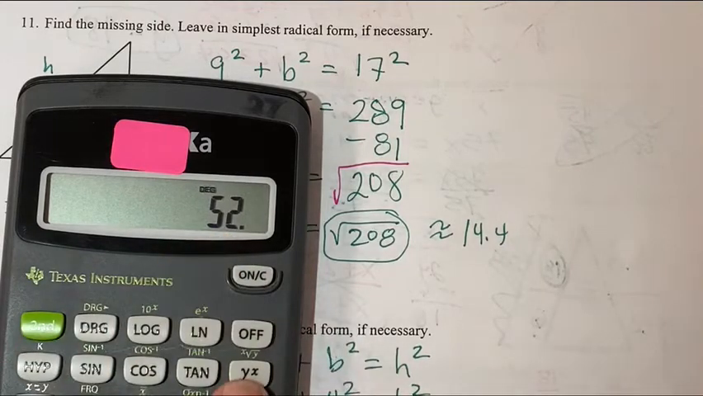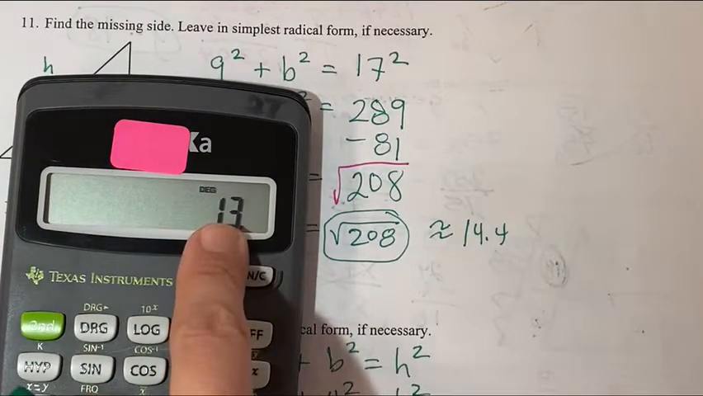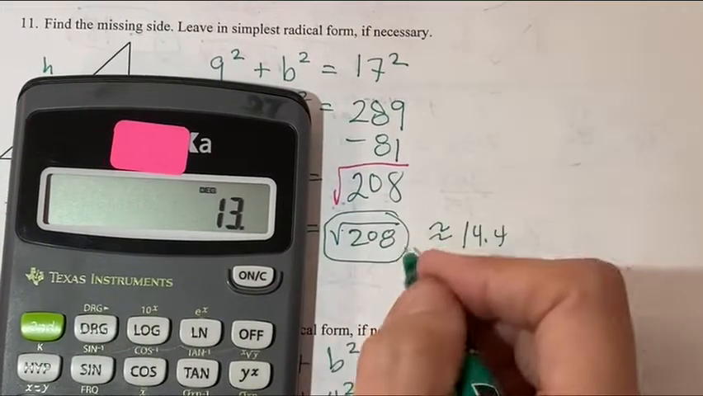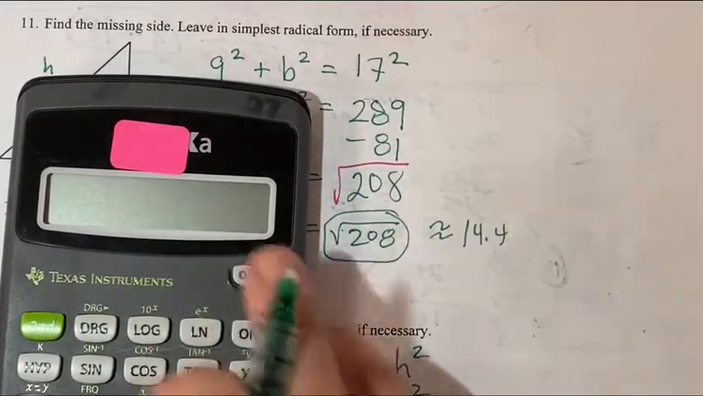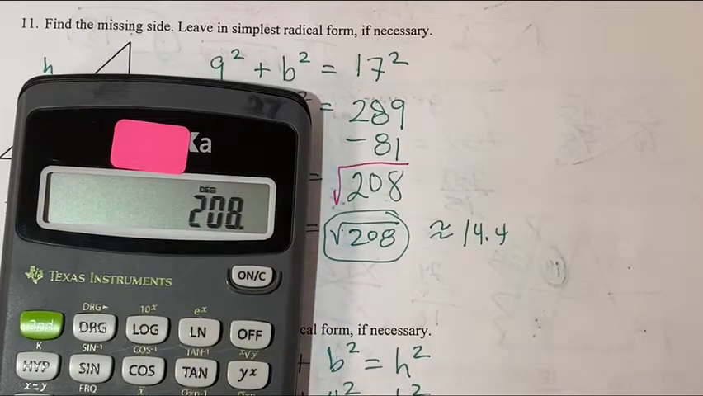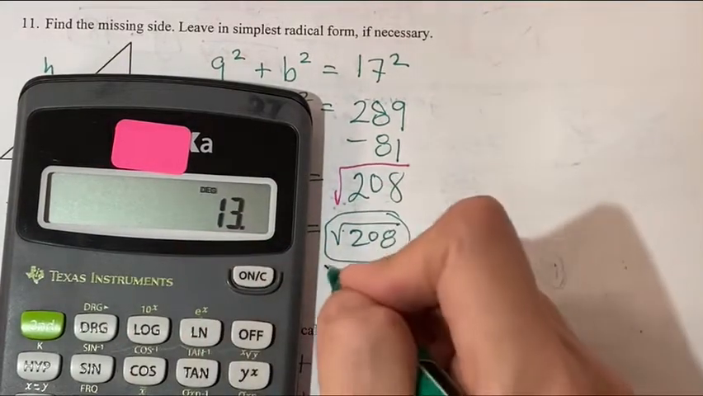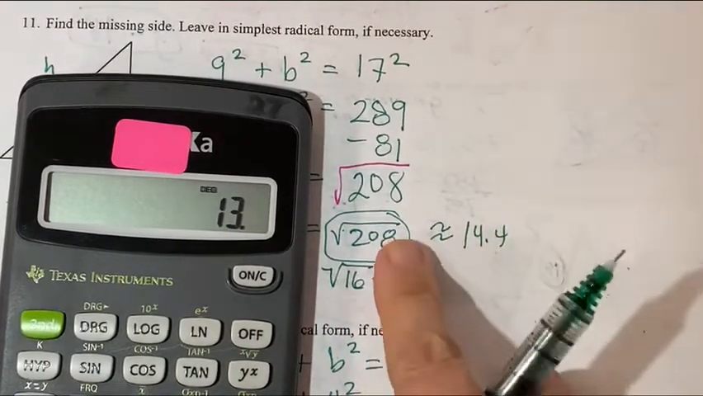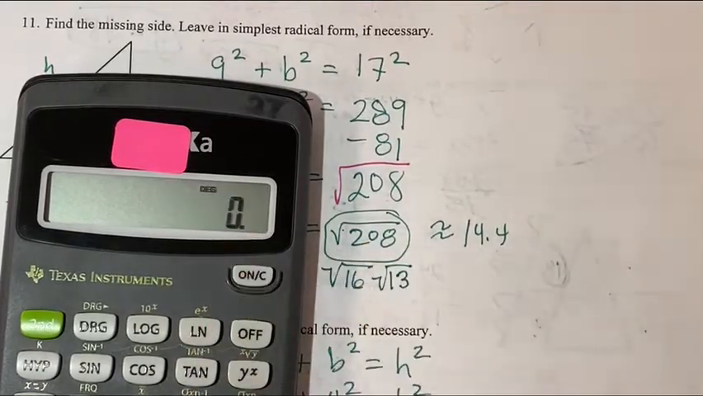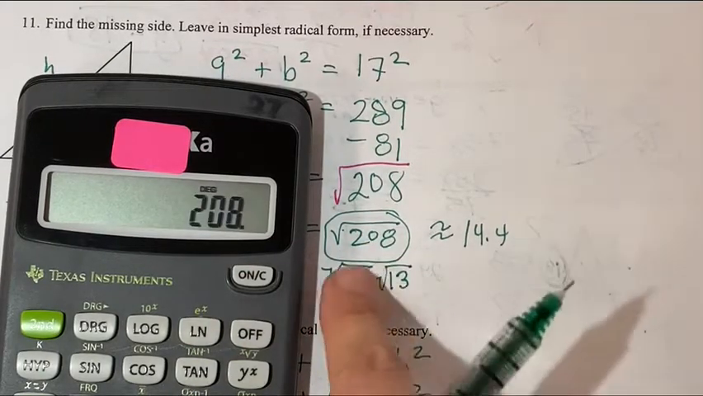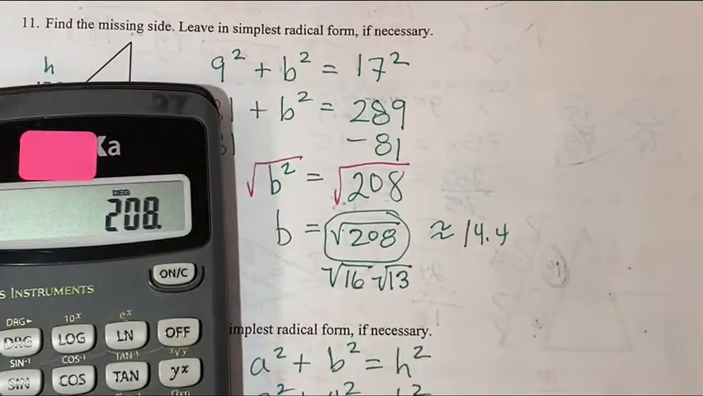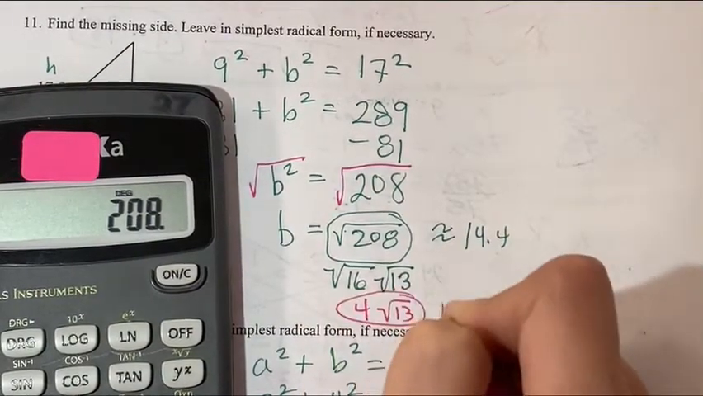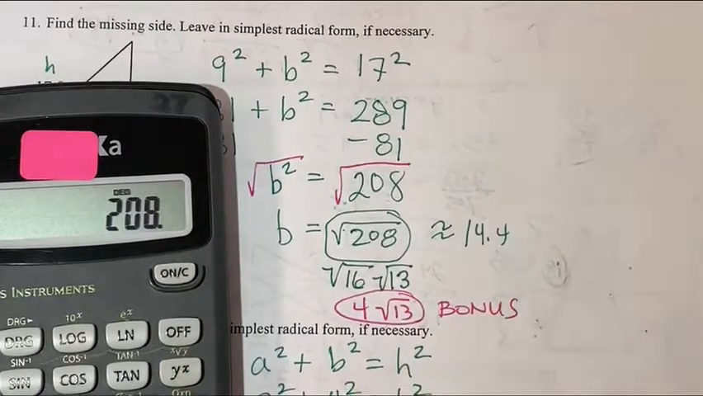I'm going to do it again. Divide by 4. Ooh, 13. So this has a 16 in it. A 4 and a 4 makes 16. So let's try that. 208 divided by 16 is 13. Yep, so we can rewrite this. The square root of 16 times the square root of 13 is the same thing as that, because 16 times 13 is 208. Now, we can rewrite the square root of 16 as the number 4. So this would have gotten you bonus. Like 5 more bonus points.